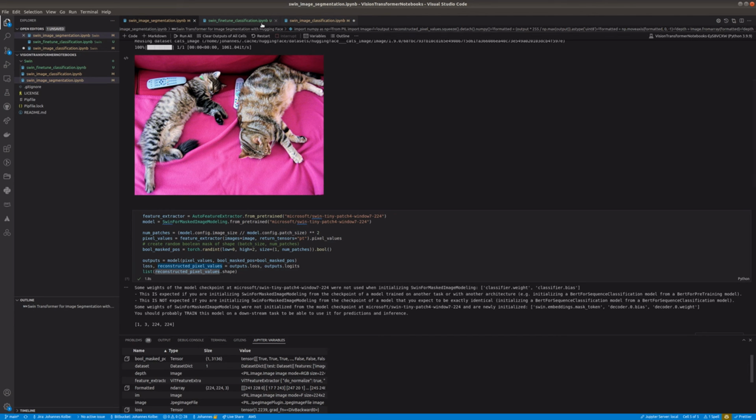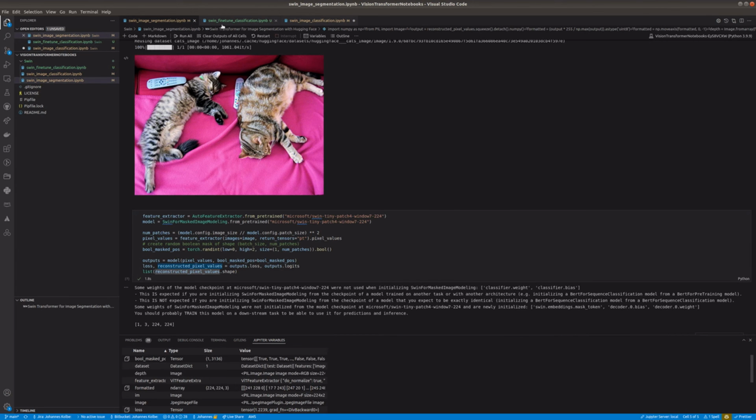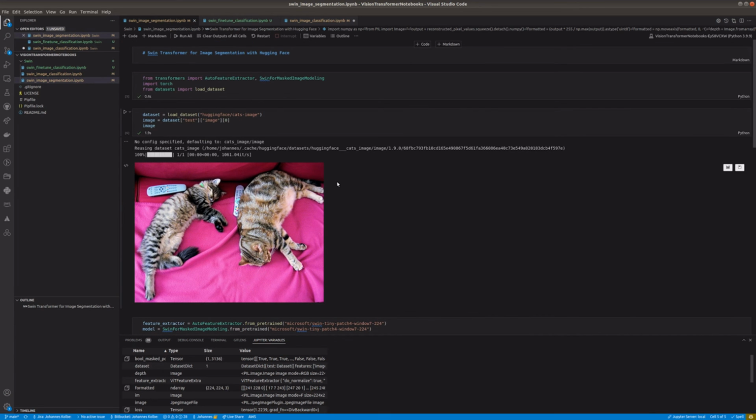And I'm still working on a fine-tune example. I will share it in the Discord actually when I'm done with the Swin fine-tuning example in Hugging Face Space. So that's still under construction. But now I'm really at the end with my examples and everything. And I think it's question time. If you have questions, feel free to ask them now.